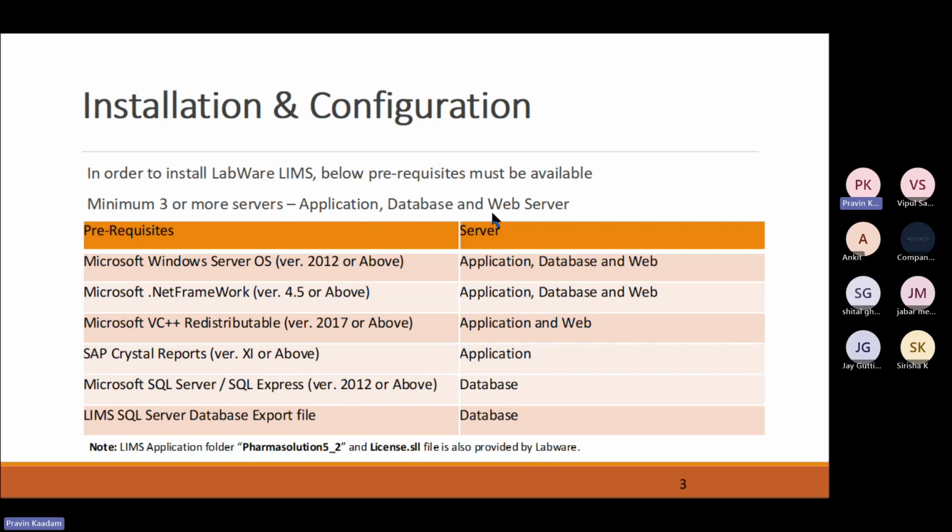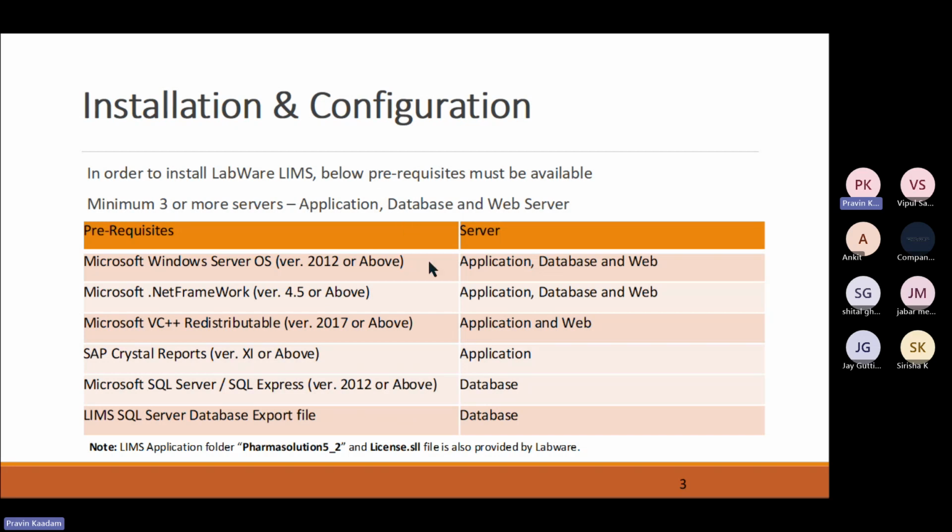LIMS is a combination of application, database, and web server. The application server holds all the configurations. The database stores all the data, even the configurations which are on the application server are also stored in the database. And finally, the web server. Why do we need a web server? If you want to access the application using a web browser like Chrome, Firefox or Internet Explorer, then you need a web server. If the web server is up and running, then you can access the application using any web browser. So these 3 servers are required.